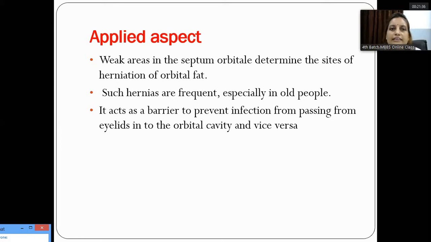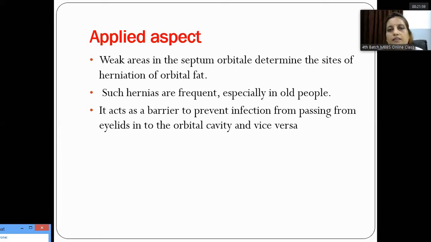So weak areas in the orbital septum determine the site of herniations of the orbital fat. Such herniations are frequent, especially in old people, and the septum acts as a barrier to prevent infections from passing from the eyelid into the orbital cavity and vice versa.